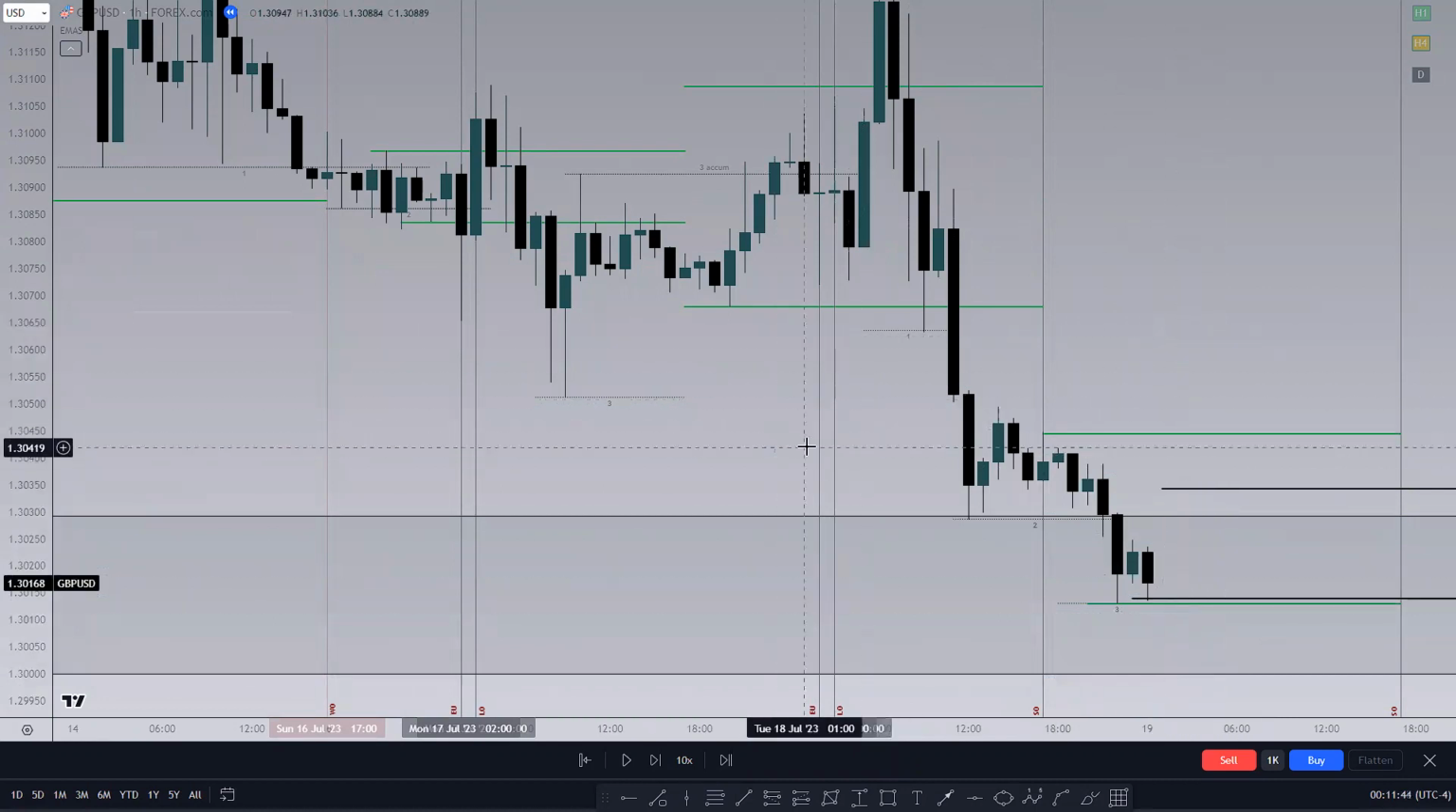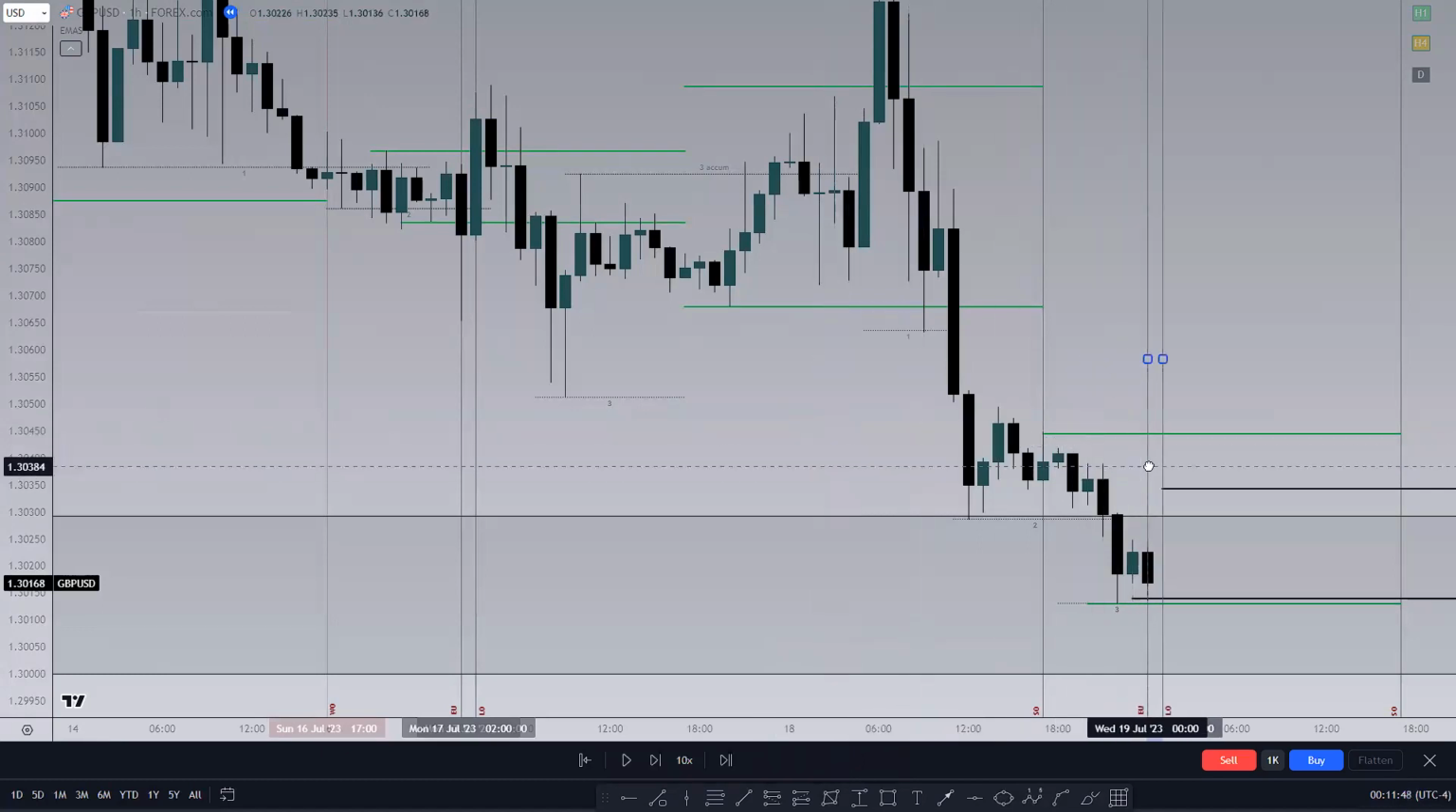So we could either get an extension of this third level, or we could get some sort of a bullish correction. What we're interested in seeing is where price is just before the European Open and what kind of setup we can anticipate based off this.